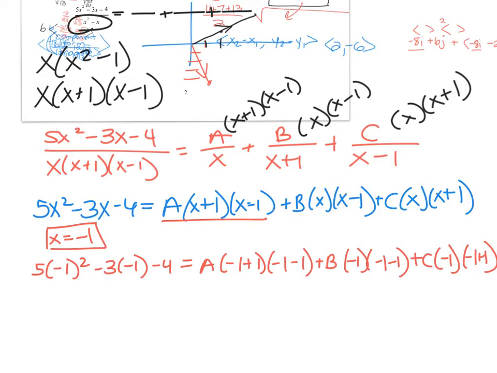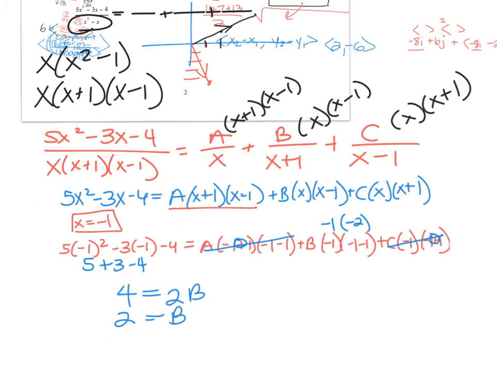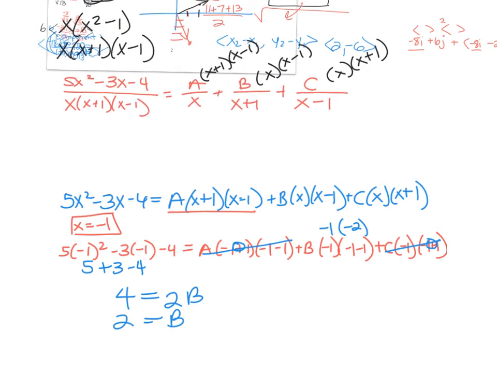5 times -1 squared would be 5 times 1. This is 5 plus 3 minus 4, 8 minus 4, which is 4. This would be 0, so the a is gone. And this would be 0, so the c is gone. And then the b is -1 times -2, which is a positive 2. Divide, and b is 2. And that's the first one.